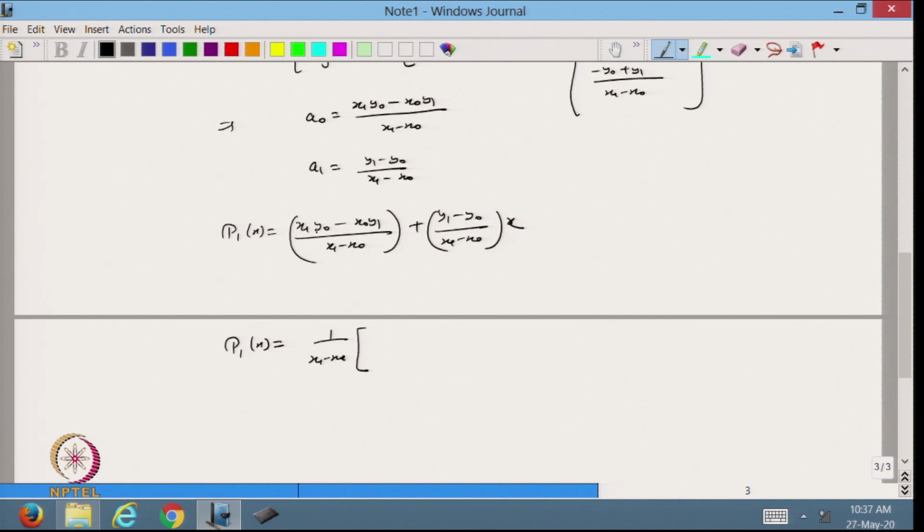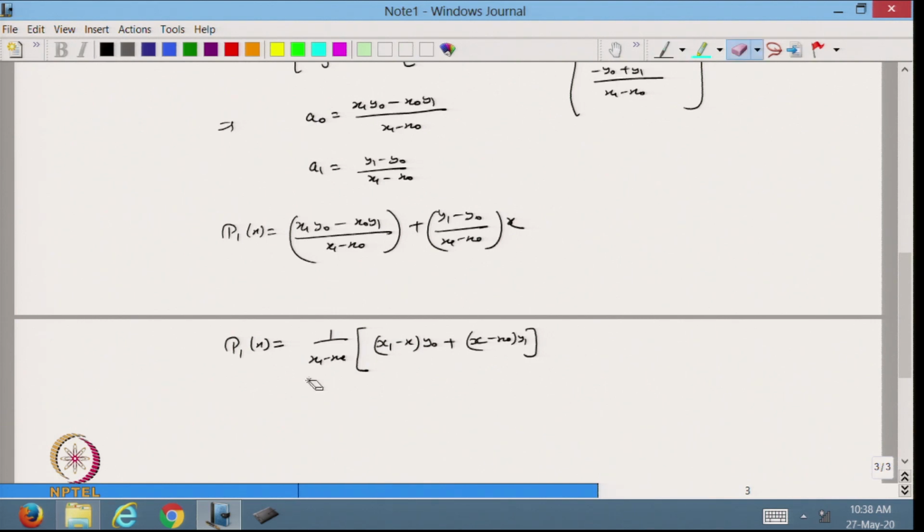So, y0 I can take common. So, from here this becomes x1 minus x, and from here minus x. So, it will become x1 minus x y0 plus, and this y1 I can take common. So, this will be x minus x0 y1. So, this can be written like this also.